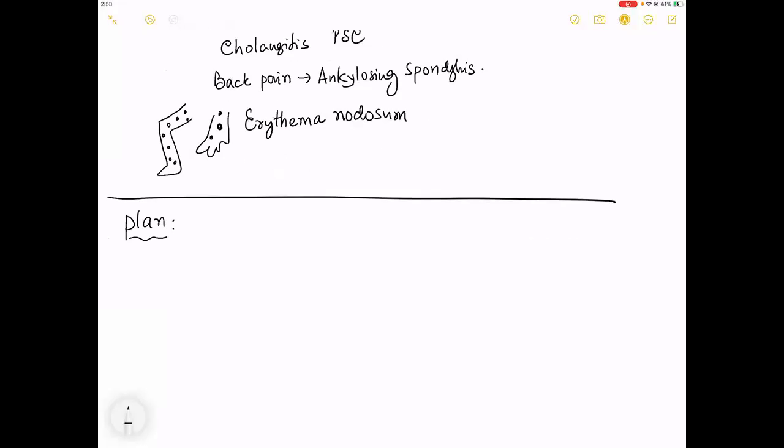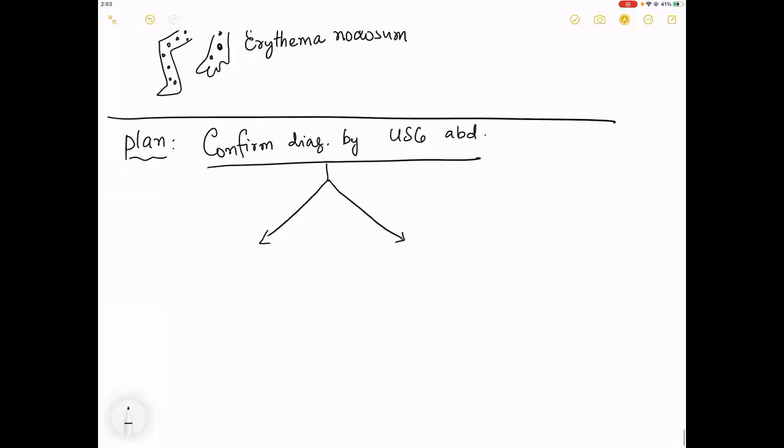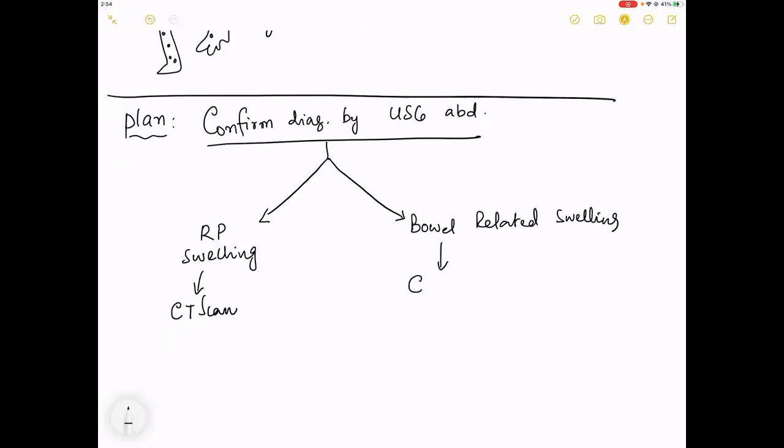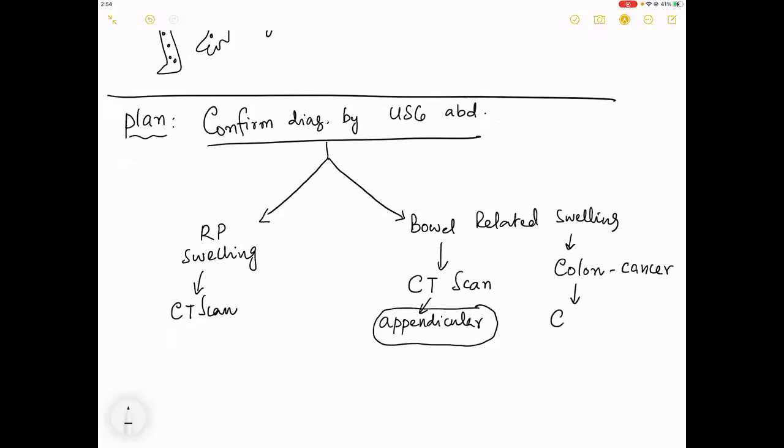Simple. We first confirm the diagnosis with an ultrasound of the abdomen. If the ultrasound tells us this is a retroperitoneal swelling, then we go for a CT scan. If the ultrasound tells us it is a bowel related swelling, again if it is appendicular, I go for a CT scan. If it is a colon lump, then I will go for a colonoscopy. Please see the difference in the line.